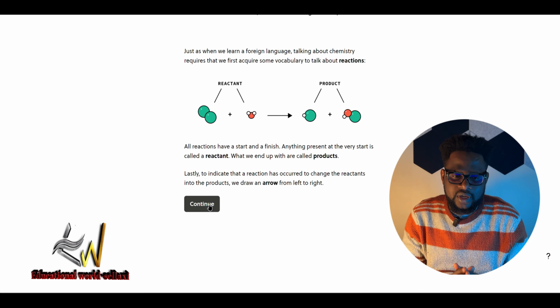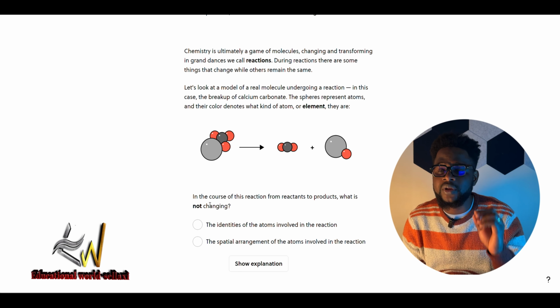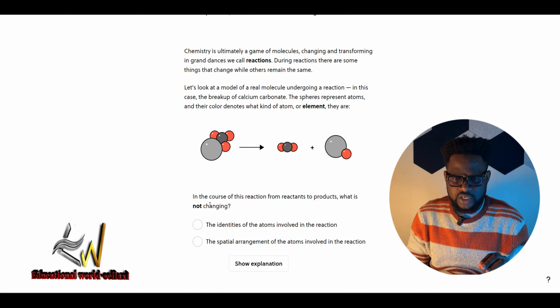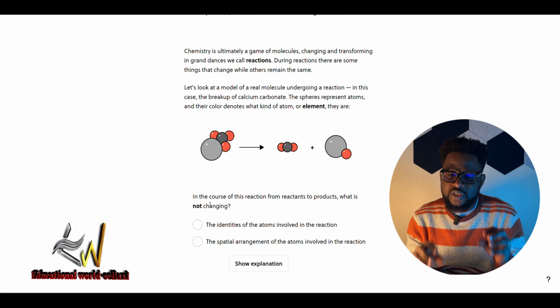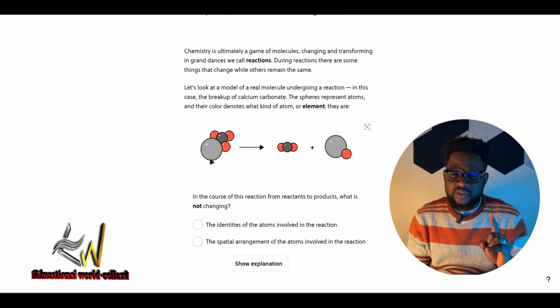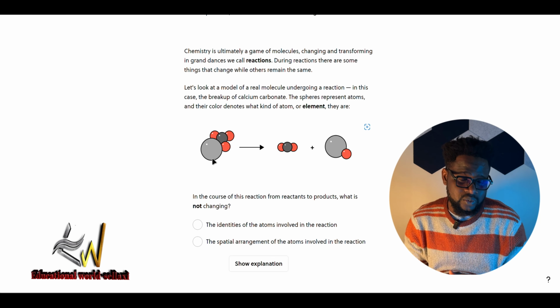Let's continue. Chemistry is ultimately a game of molecules, changing and transforming in grand dances we call reactions. During reactions, some things change while others remain the same. If we look at this reaction, there are things that remain the same and things that change. The thing that changes is the spatial arrangement of the electrons. The spatial arrangement changes, but the identity of the atoms doesn't change. The number of atoms doesn't increase or reduce. What changes is the spatial arrangement of these atoms. That constitutes the reaction.